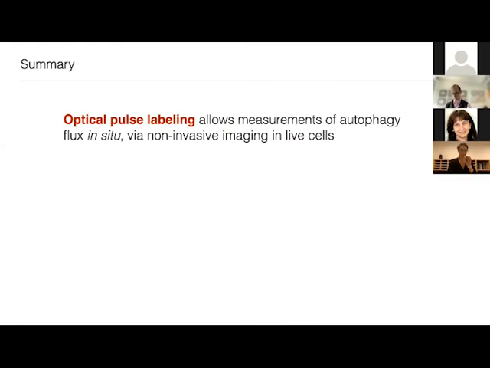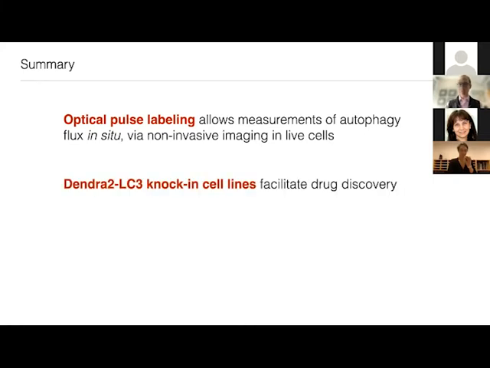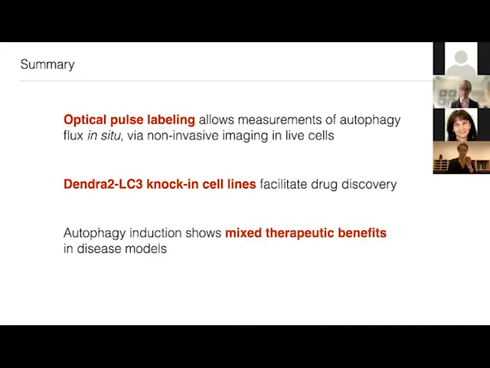All right, so just to summarize, 5 minutes, going quick. So just to summarize what I've talked about before, I mentioned the system of optical pulse labeling that allows measurements of autophagy flux in situ. We use this system for designing a reporter of autophagy that allows us to discover new drugs and pathways affecting autophagy, and also show that autophagy induction has mixed therapeutic benefits depending on the disease model and the mechanism of disease in each case.